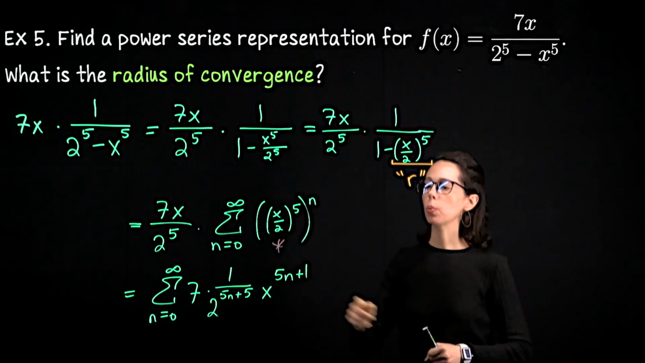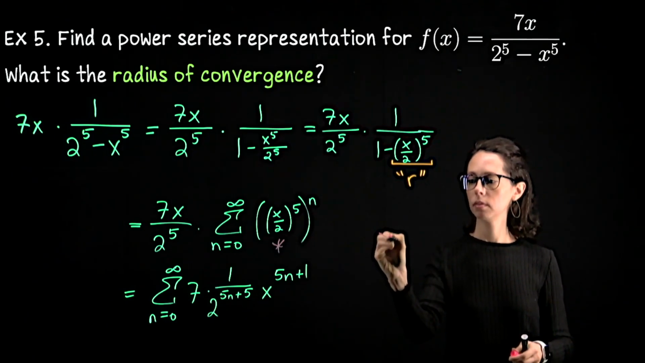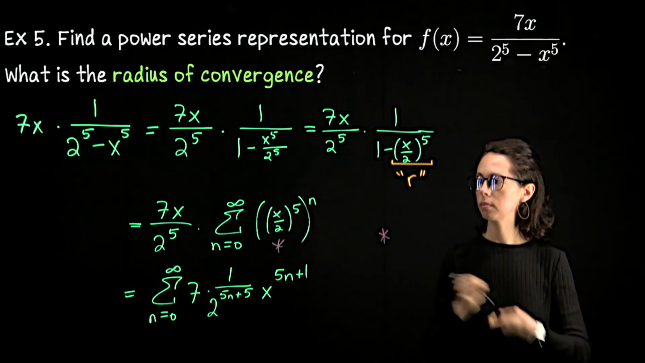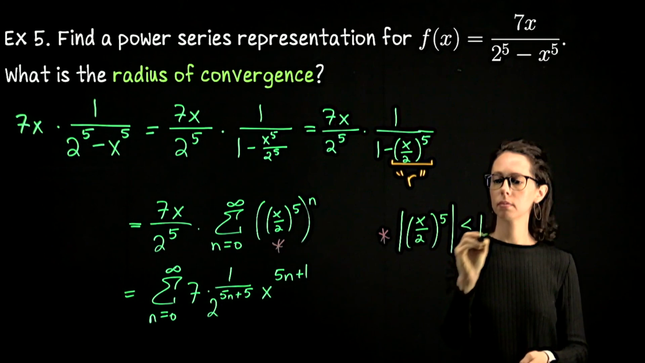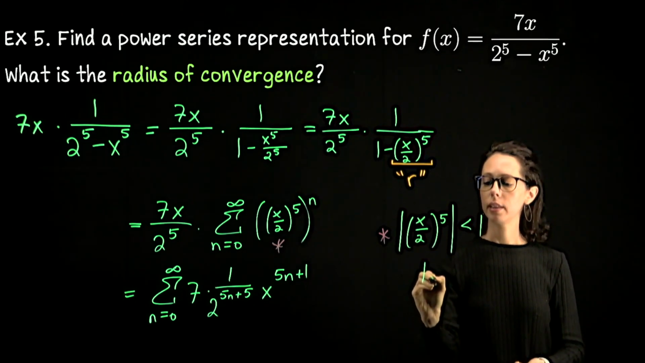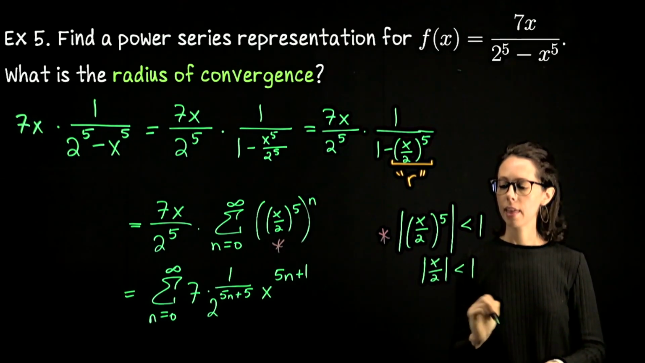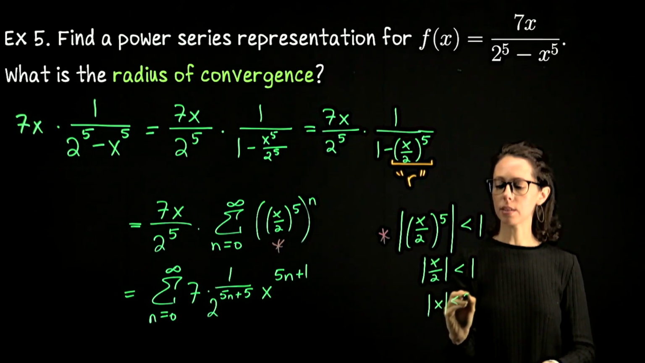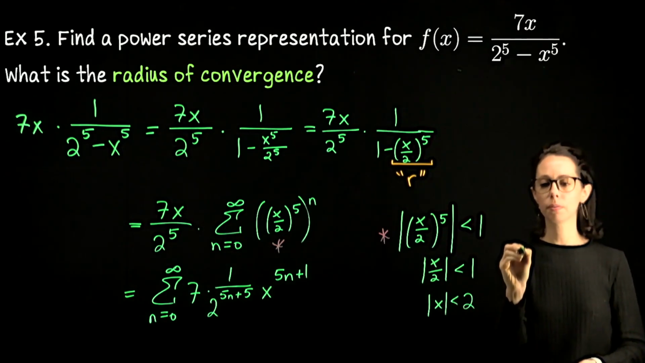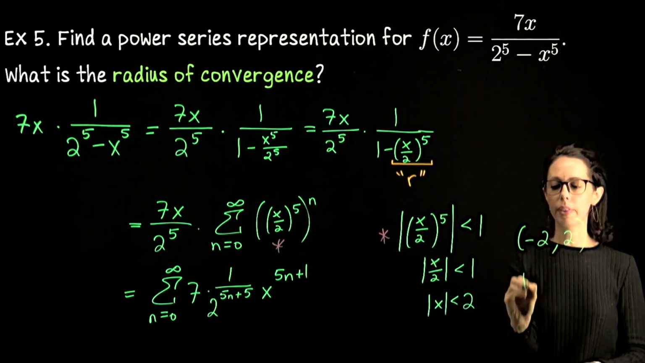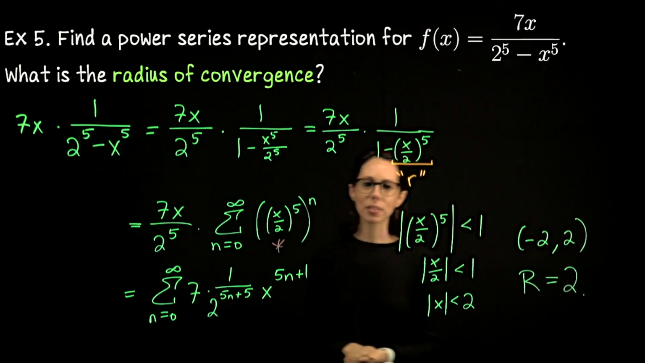For the interval of convergence, we want x over 2 to the 5th power to be less than 1. This is equivalent to the absolute value of x over 2 less than 1. That means that we want the absolute value of x to be less than 2, so that the interval of convergence here is from -2 to 2 with a radius of 2. Okay, so that wraps up this final example.